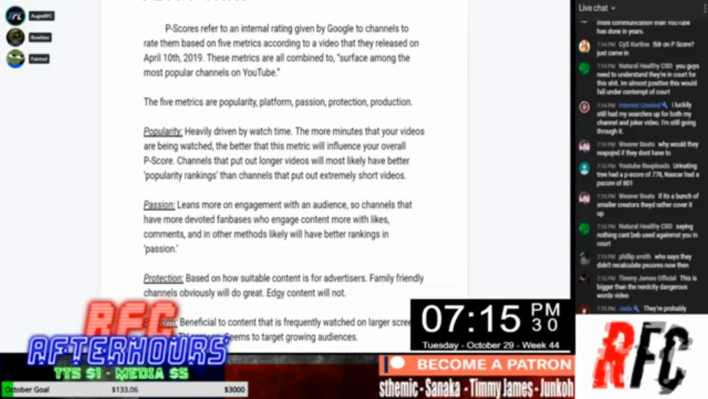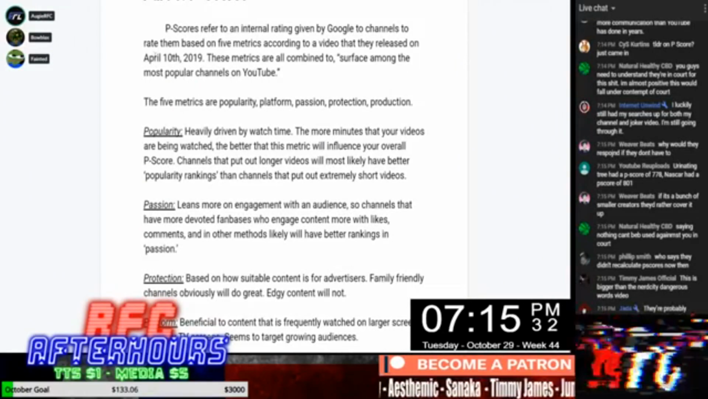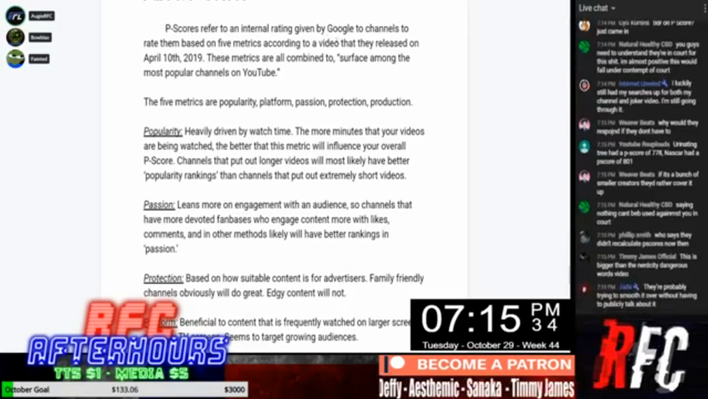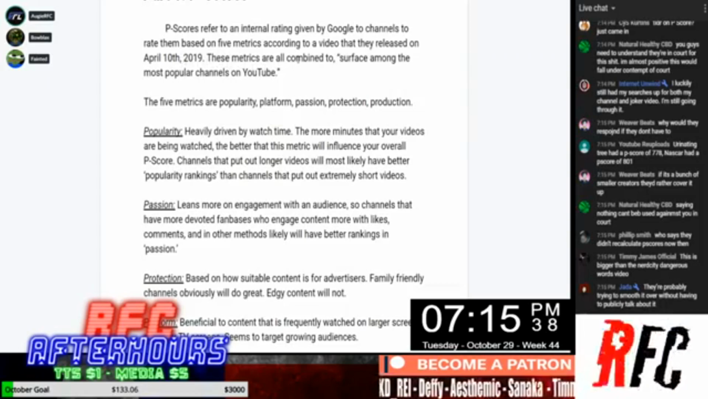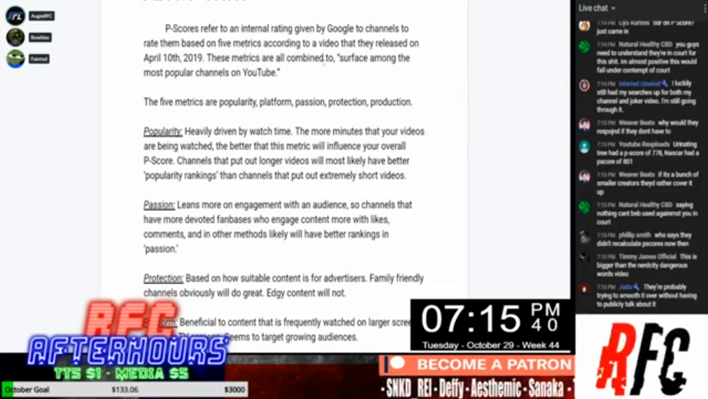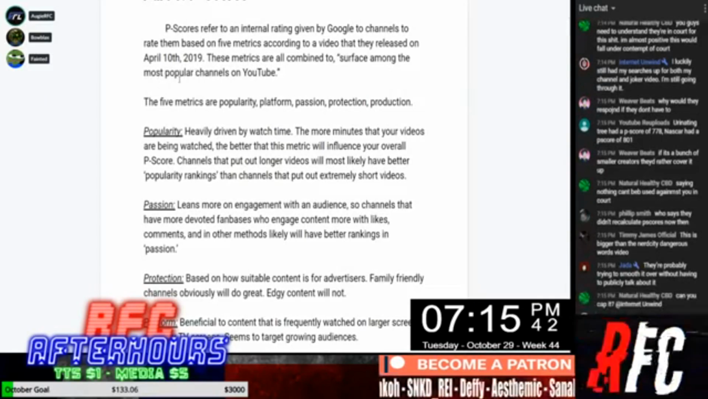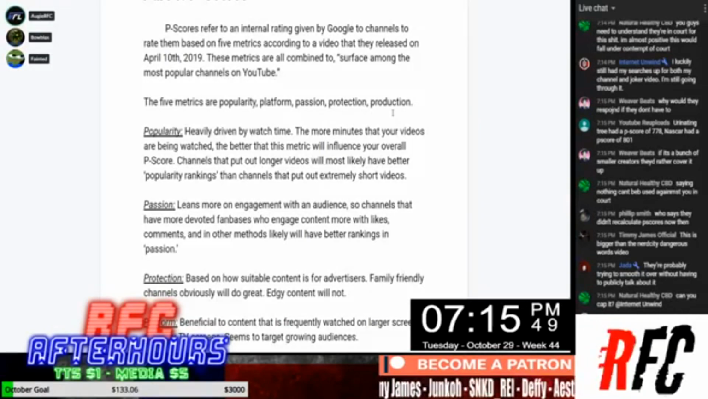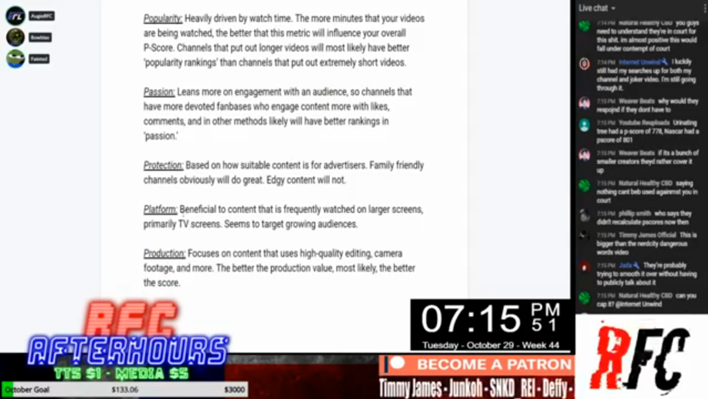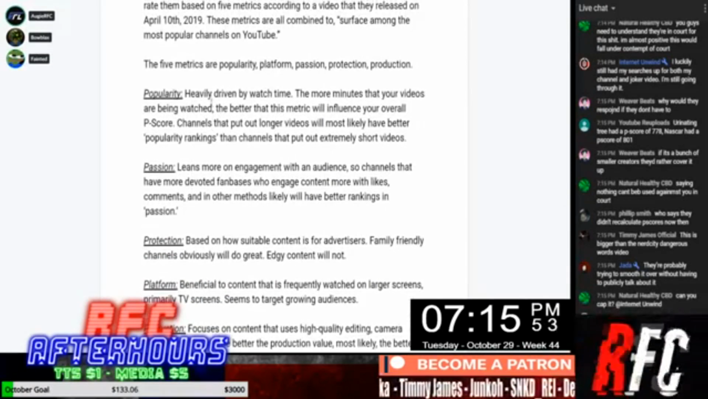So P-scores refer to an internal rating given by Google to channels to rate them based on 5 metrics, according to a video that they released on April 10th, 2019. These metrics are all combined to surface among the most popular YouTube channels. The 5 metrics are popularity, platform, passion, protection, and production. So these are like the 5 Ps that make up the variables that determine your P-score.